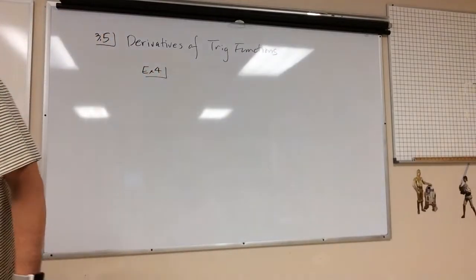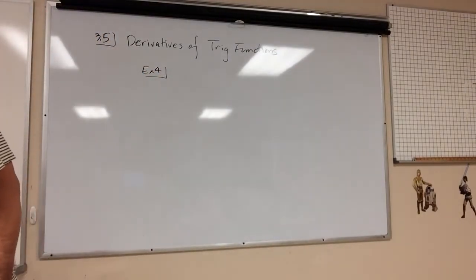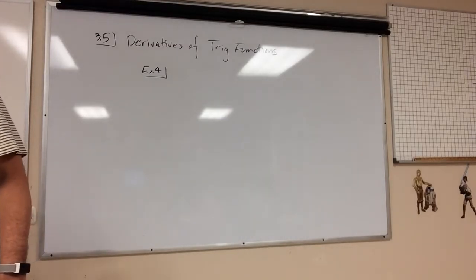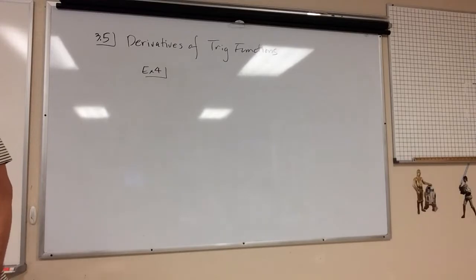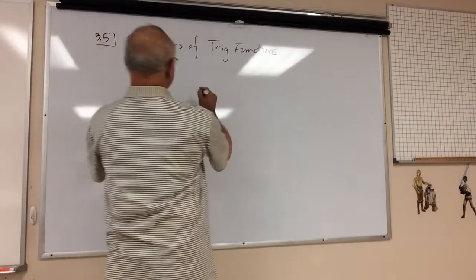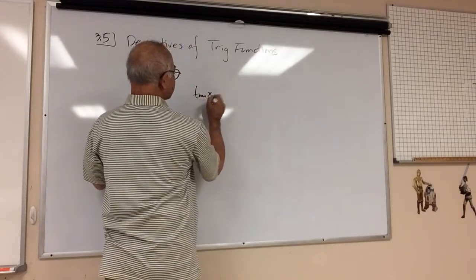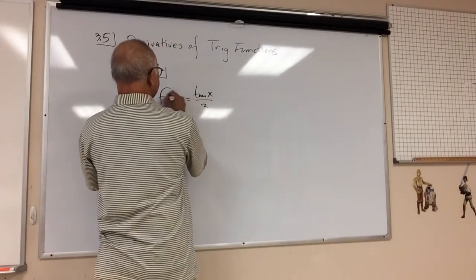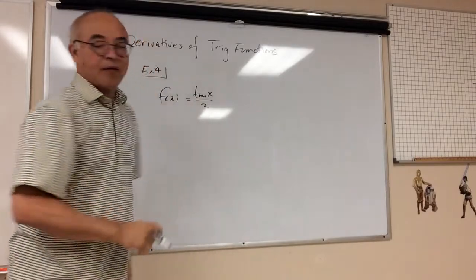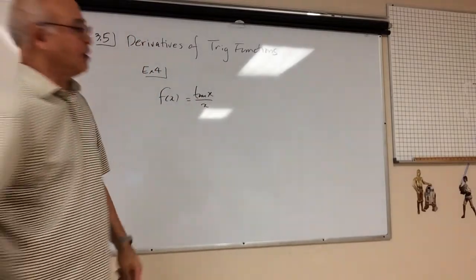Example number 4 says, find the equations for the lines that are tangent and normal. Not just the tangent, but the normal line too, to the graph of that. So tan x over x, this is the function, and I want to do this when x is equal to 2. So what's my point?